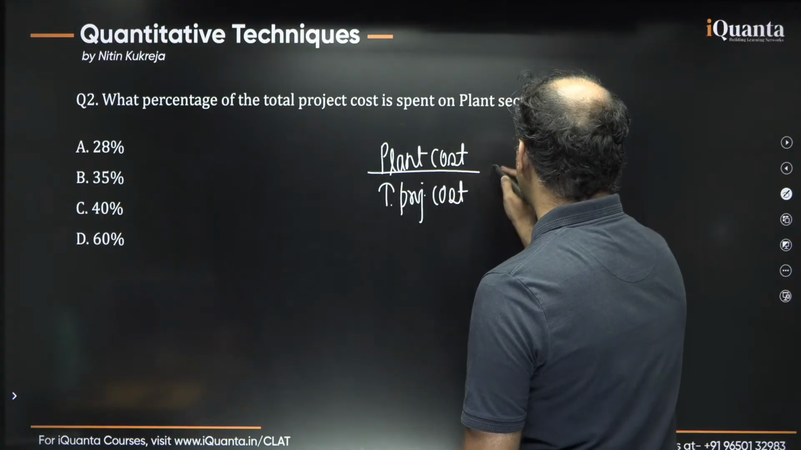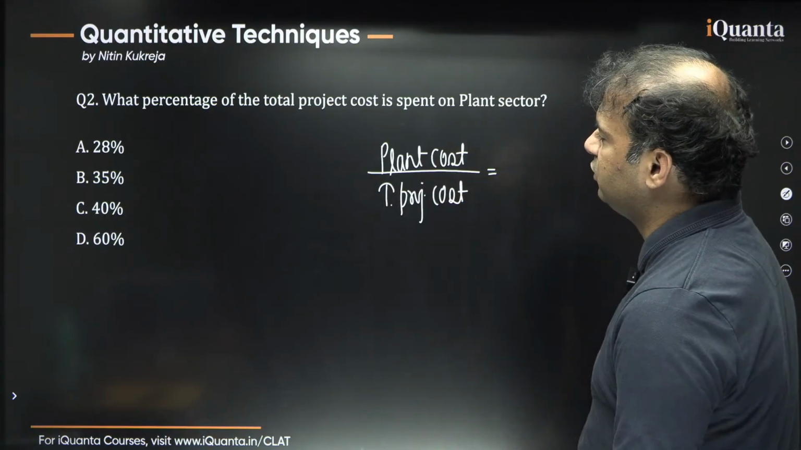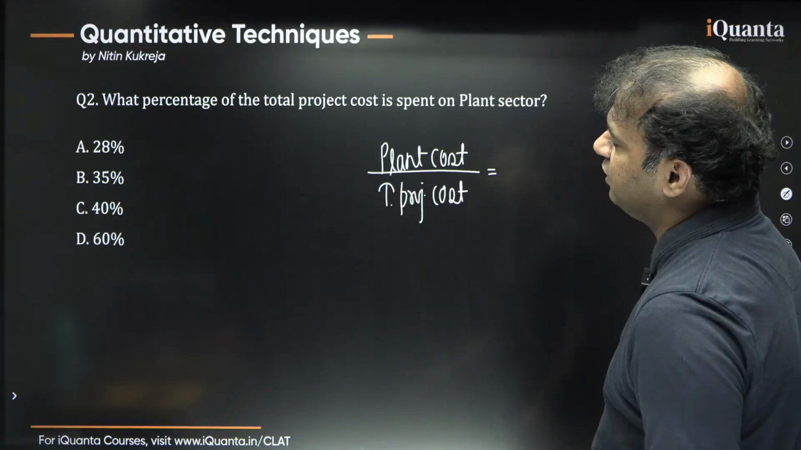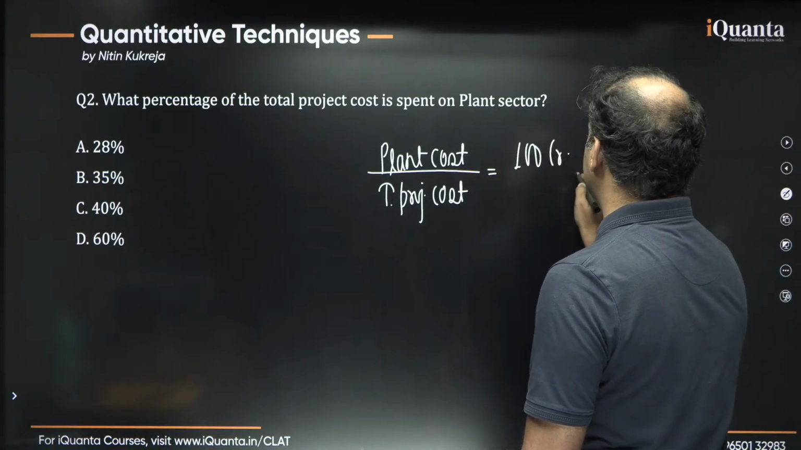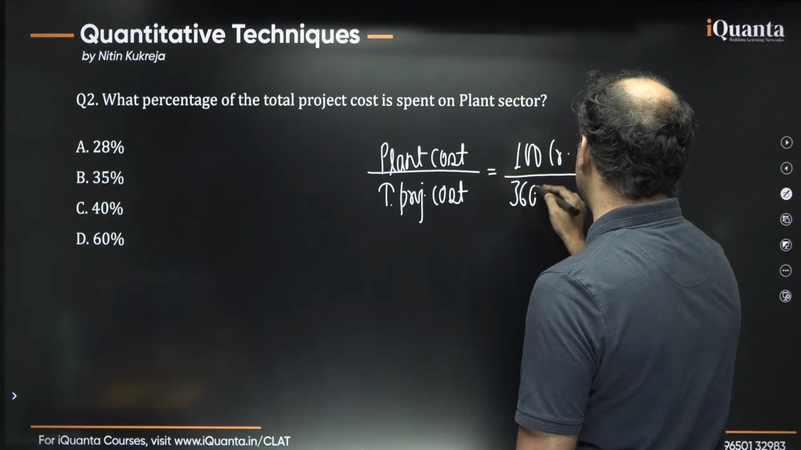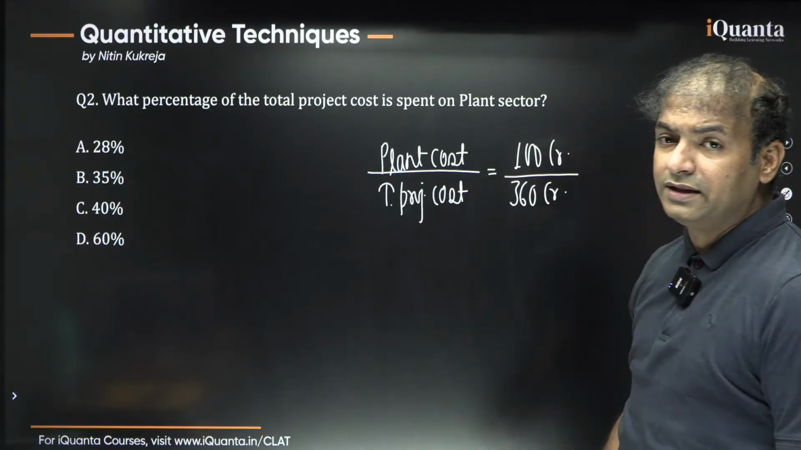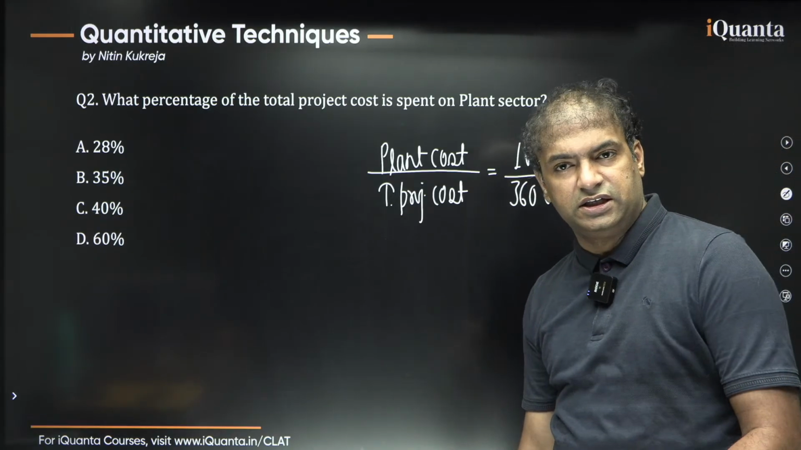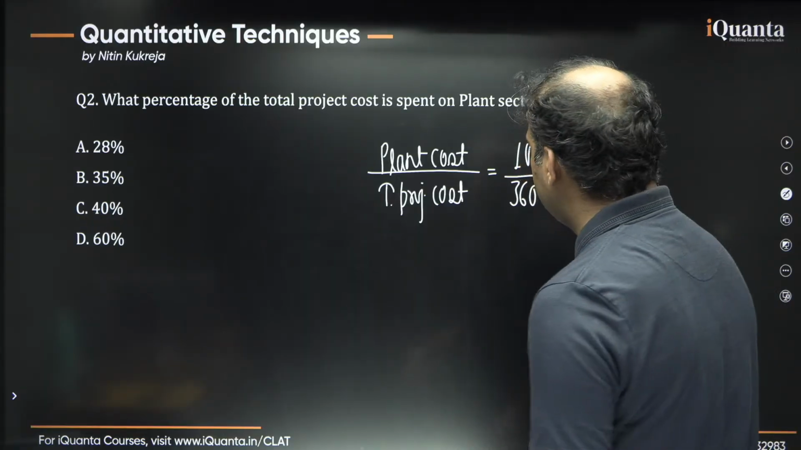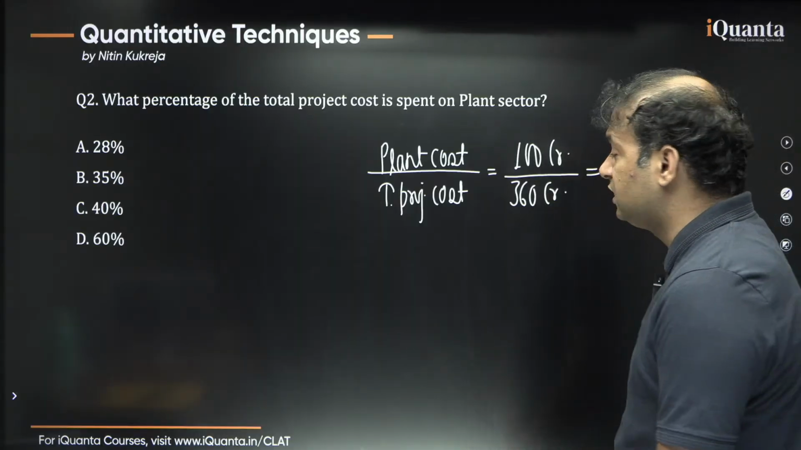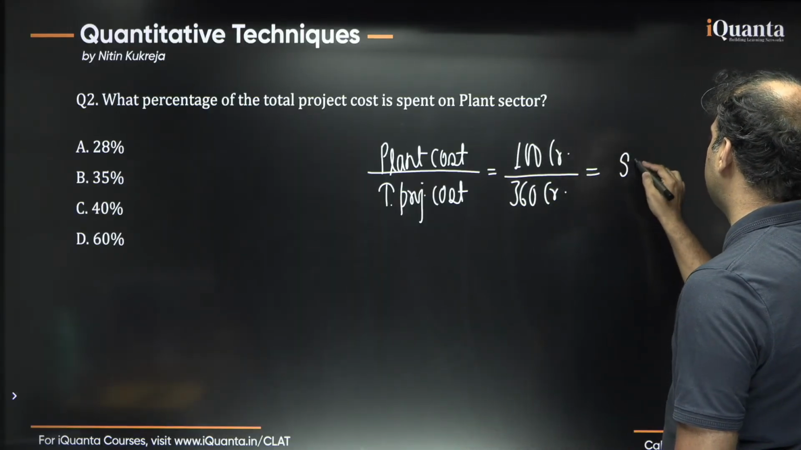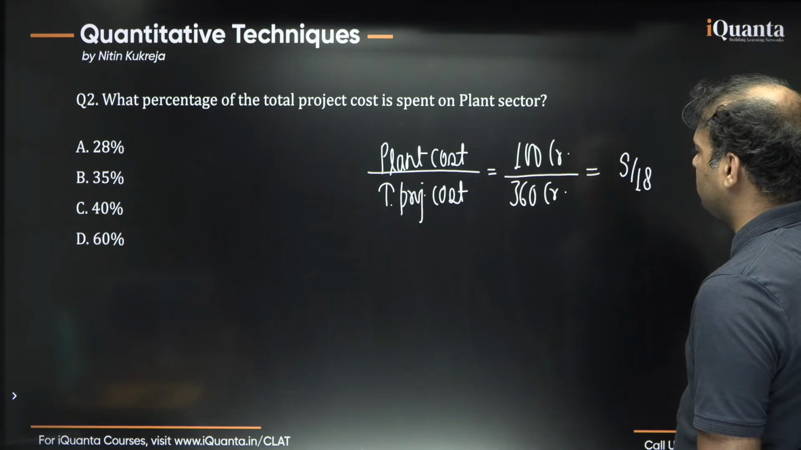Now, the cost of the plant sector is how much? We know it's 100 crores, and the total project cost is 360 crores. So in the end, we just have to find out that 100 is what percentage of 360. This is the only thing we have to find out. Now you see that 0, 0 will be cancelled out, then it is 10 upon 36, which you can further say as 5 upon 18. This will be 5 upon 18.